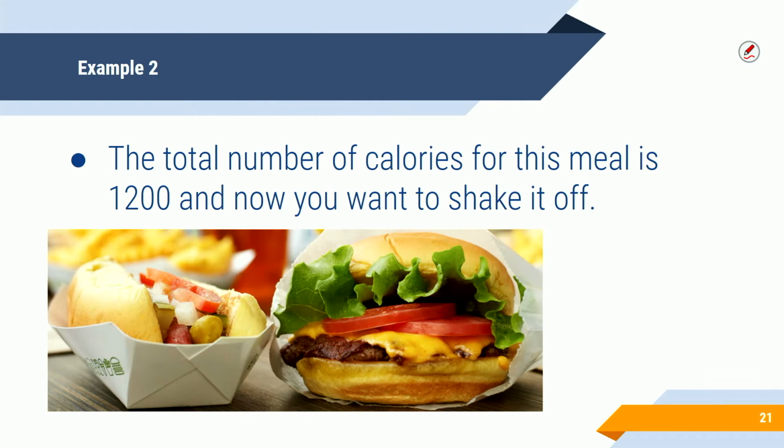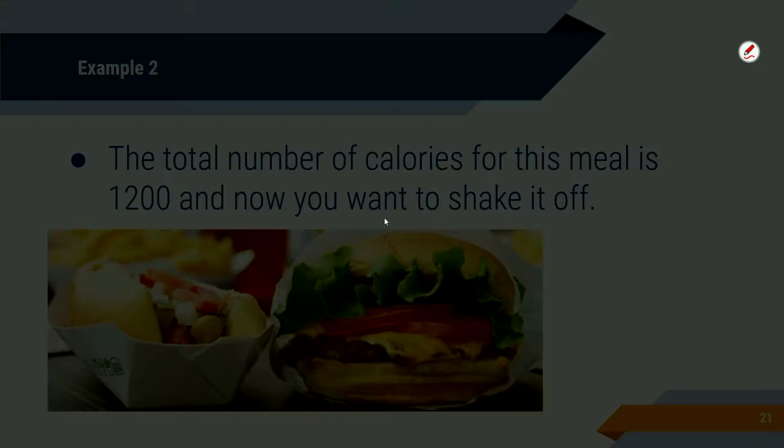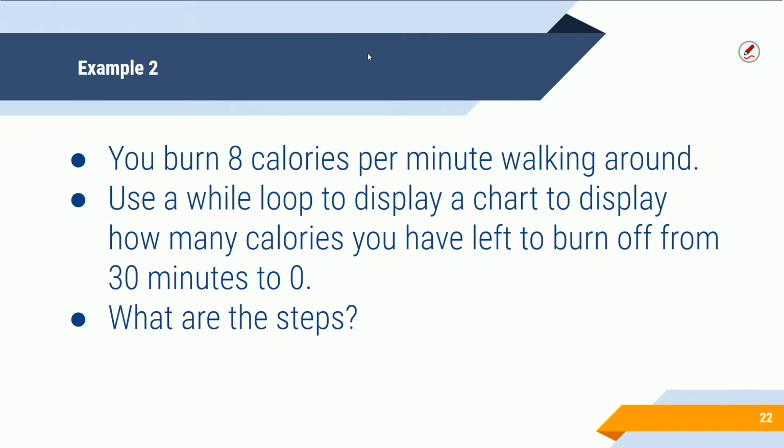And so because it's 1,200 calories, and that's a lot of calories, now you want to shake it off. So you burn 8 calories per minute walking around. So you go around the circle, you decide to start walking around. So using a while loop, we're going to display a chart of how many calories you have left to burn from 30 minutes to 0. So what are the steps here?